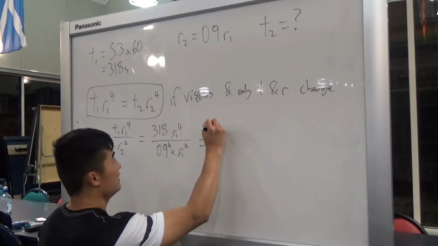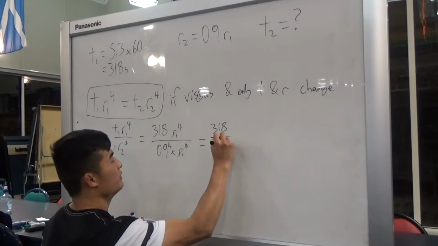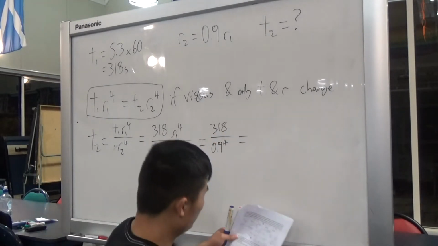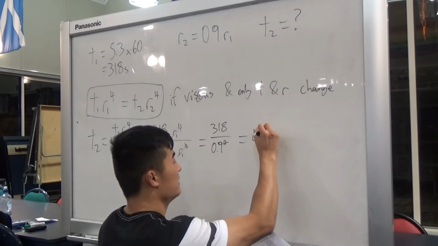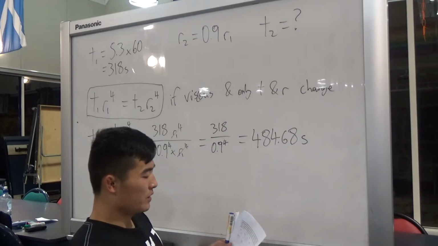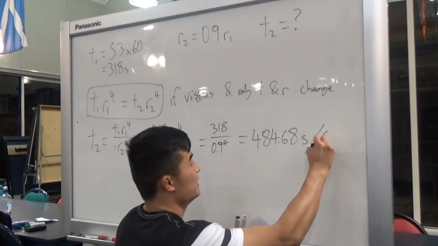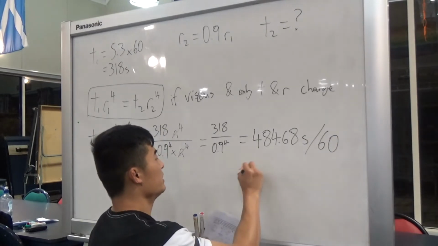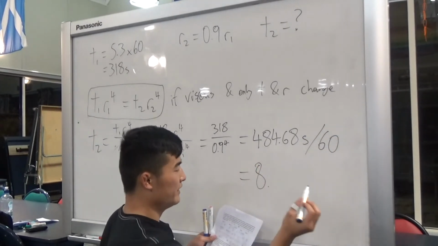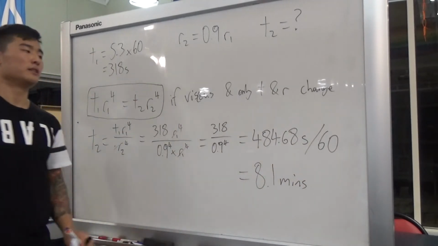So 318 divided by 0.9 to the 4th power, and that's going to give you 484.68 seconds. You want the answer to be in minutes, so you'll just divide that by 60, which will give you 8.07, which is 8.1 minutes.